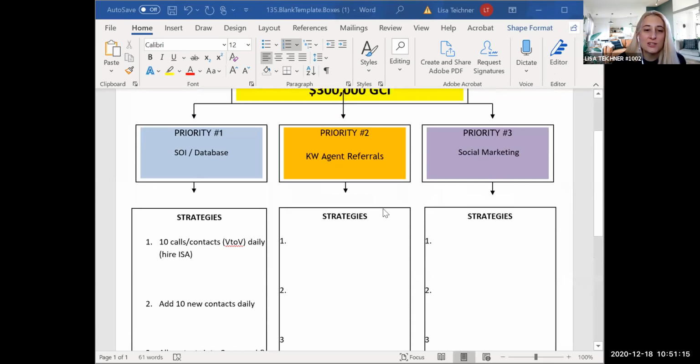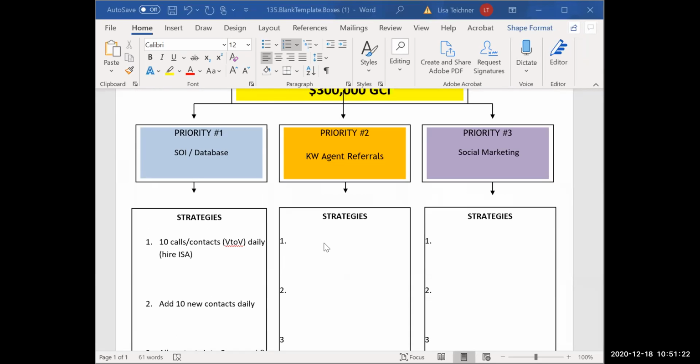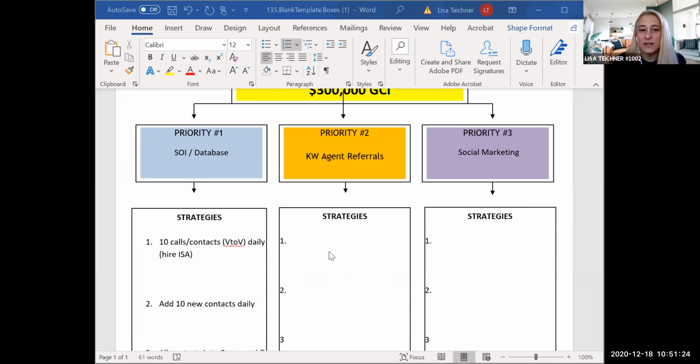So the next, let's go on to priority number 2. And again, you can do your own, but that's my recommendation, that if you have too many, you're not going to be able to do it all. Then you're going to have to go back and reprioritize. Priority number 2. So in Rochelle's case, she said KW agent referrals. So Rochelle, do you want to share strategies around how to maximize getting referrals from Keller Williams agents?